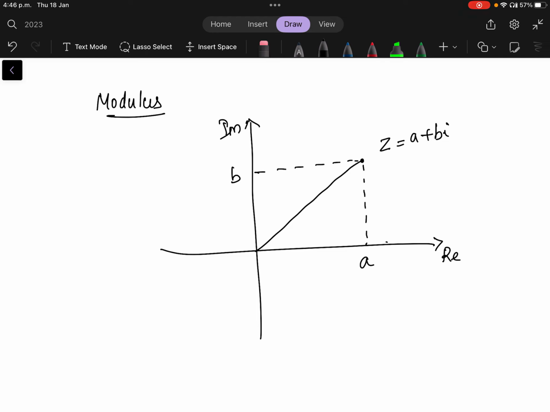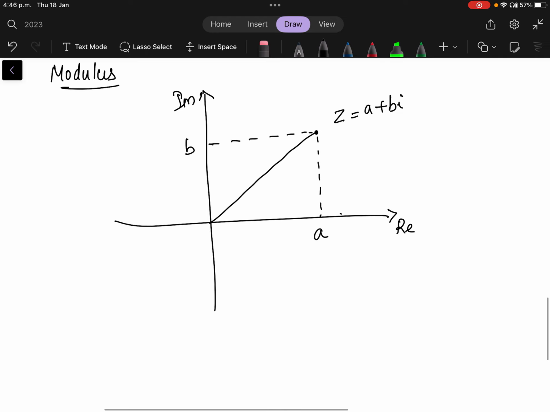In that case, you can take this as a right angle triangle. So the modulus of z is equal to the square root of a squared plus b squared. This is called the modulus. You can work out this value using the trigonometric constructs which we have.